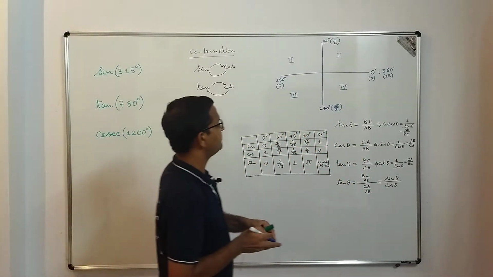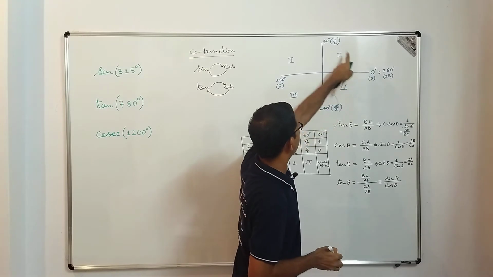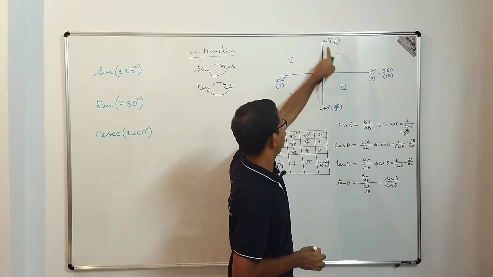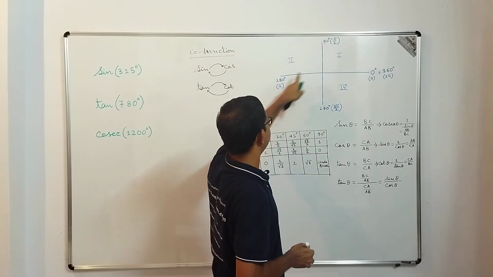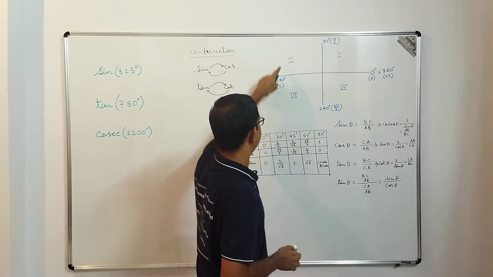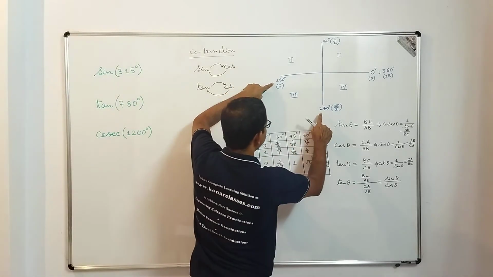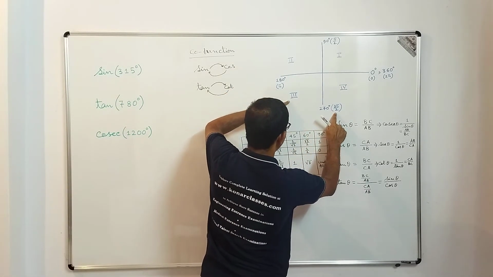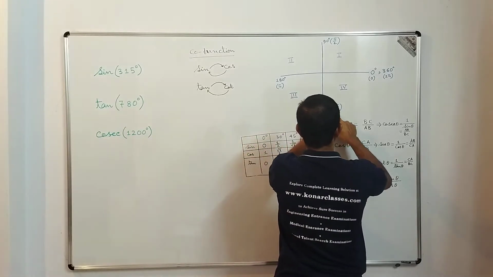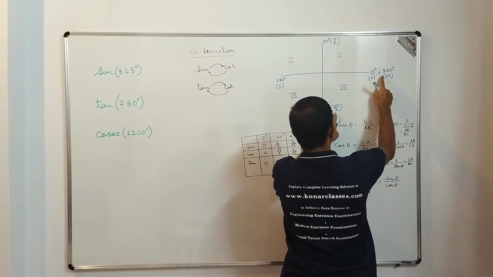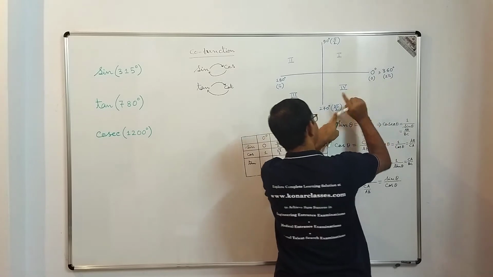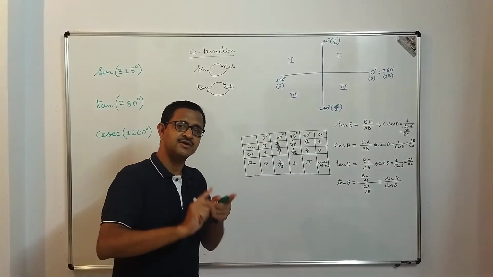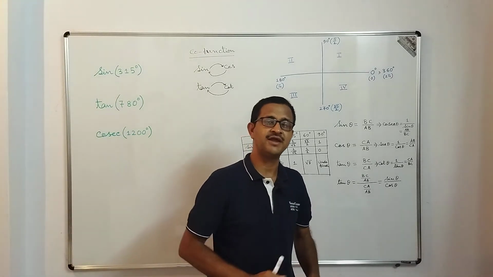I can say by means of radian, 0 radian to pi by 2 radian, that means 0 degree to 90 degree, first quadrant. 90 degree to 180 degree, that means pi by 2 radian to pi radian, second quadrant. 180 degree to 270 degree, that means pi radian to 3 pi by 2 radian, third quadrant. And 270 degree to 360 degree, that is 3 pi by 2 radian to 2 pi radian, it is the fourth quadrant. Fine.